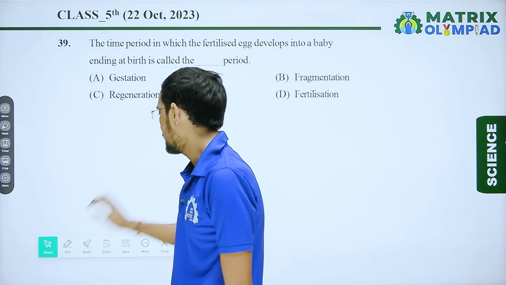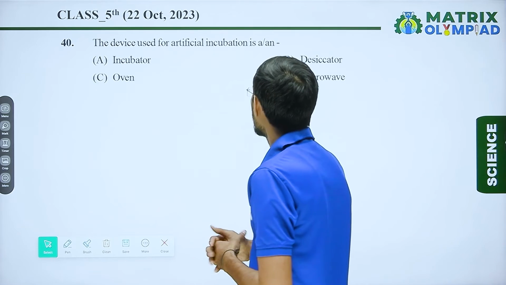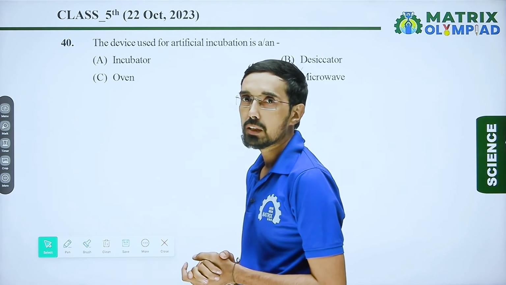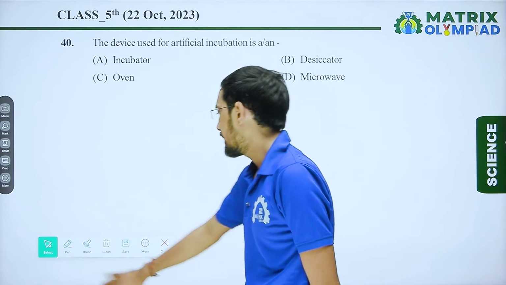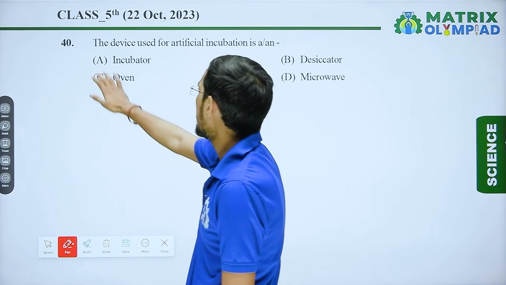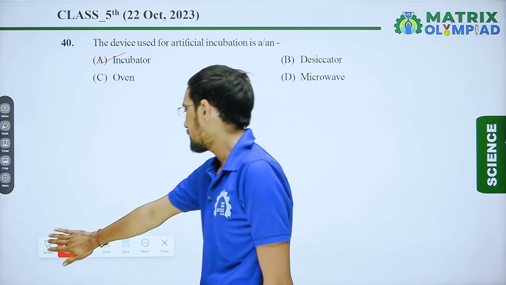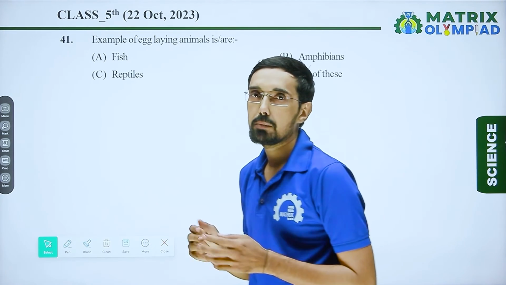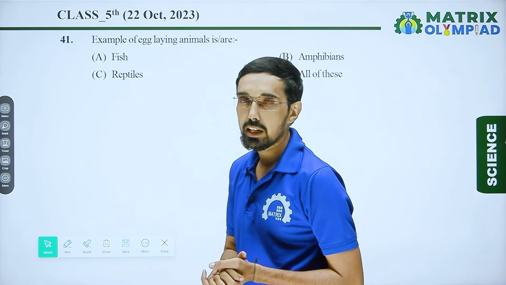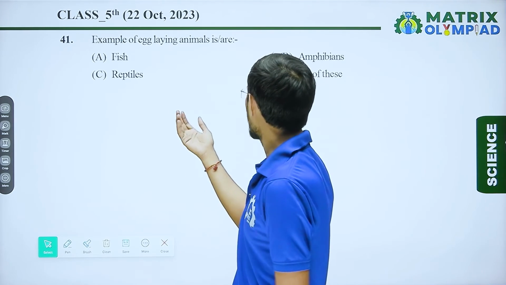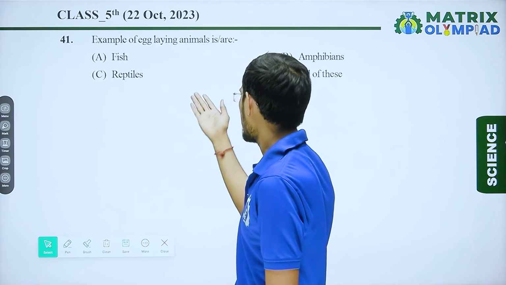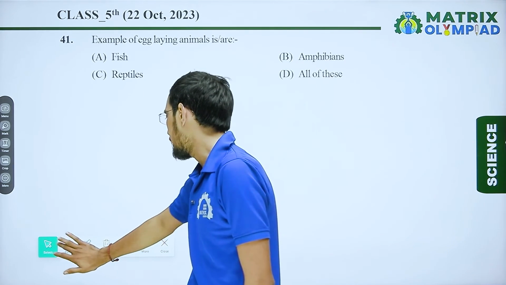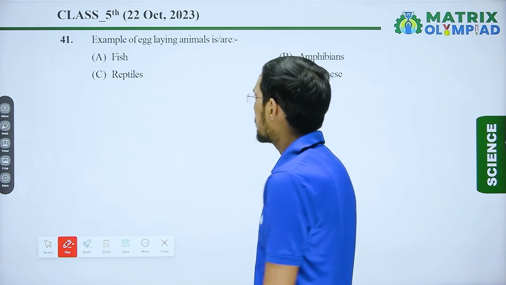Move to next question. The device used for artificial incubation. Artificial incubation is away from the natural environment. That will be incubator. So our correct answer will be option A. Next question. Example of egg-laying animals. Egg-laying animals are those animals which lay eggs and are also known as oviparous. So correct answer will be fish, amphibians, reptiles. All are oviparous animals. So option D will be most appropriate. So our correct answer will be option D.